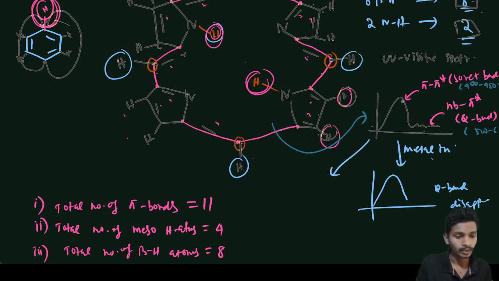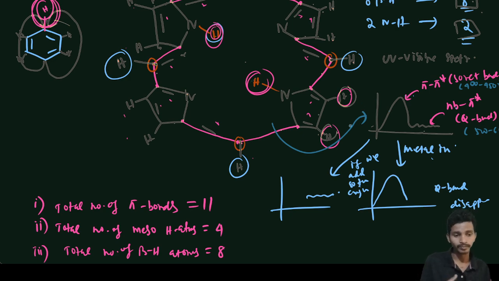Now again, if you add something so that the conjugation of the pi bonds is disturbed, then the Soret band will disappear. Here everything is in conjugation, so if you add something so that the conjugation disappears, then only this Soret band will disappear. This is a very good way to characterize porphine rings by UV-visible spectroscopy.